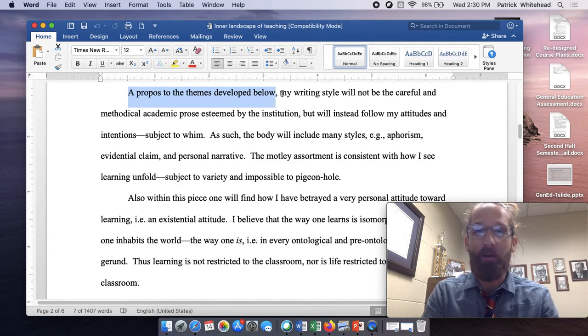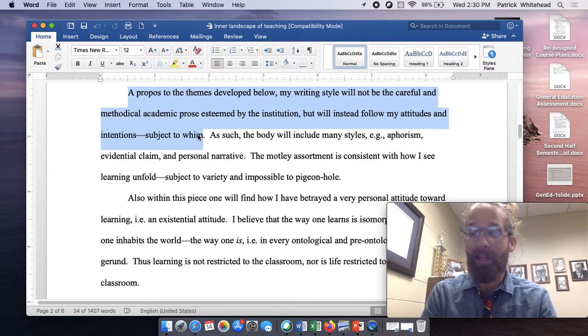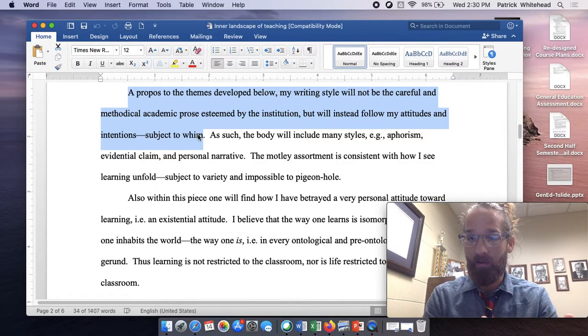The next part of this, so after the little introduction, my writing style will not be the careful and methodical academic prose esteemed by the institution. It sounds like I will be writing this casually. This will be a casual exposition, or this will be a casual essay. So look at how many words are there, and look at how big those words are.